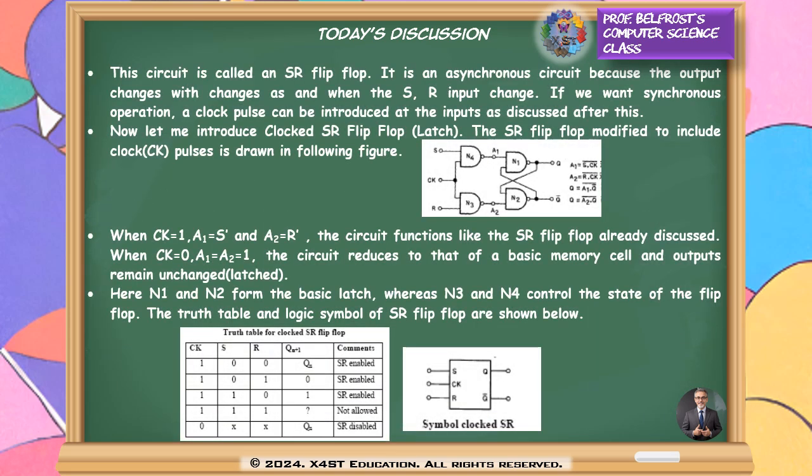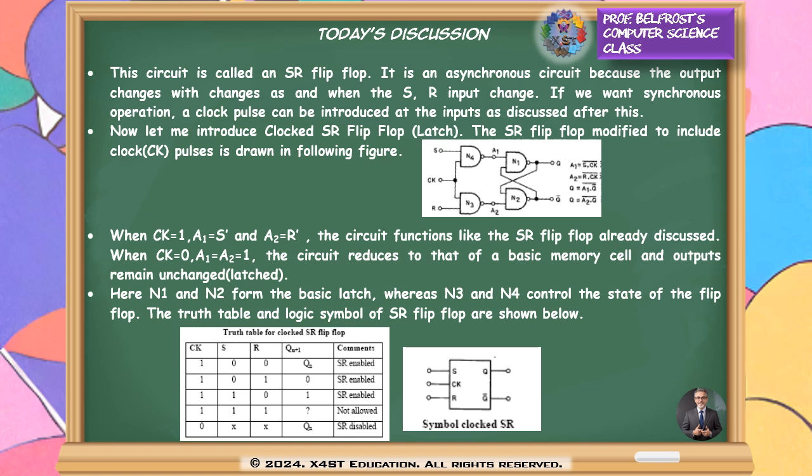This circuit is called the SR flip-flop because the inputs are simply set and reset. It's an asynchronous circuit, because the output changes as the SR inputs change. If we want synchronous operation, a clock pulse needs to be introduced to the inputs. So we need to learn another type of SR flip-flop with a clock introduced, which is called the clocked SR flip-flop. The configuration is shown in this slide.